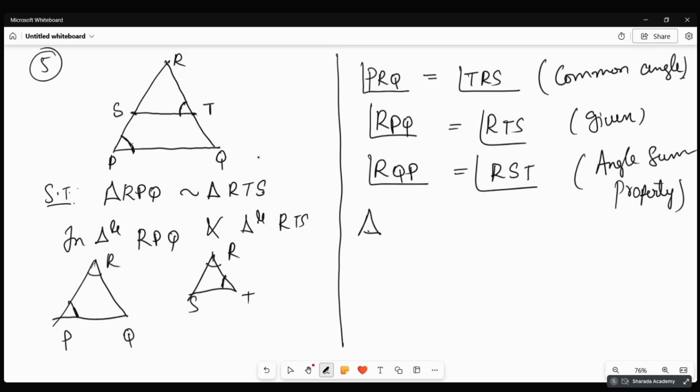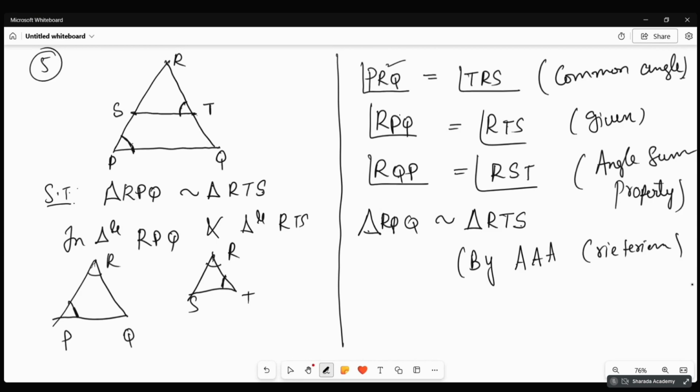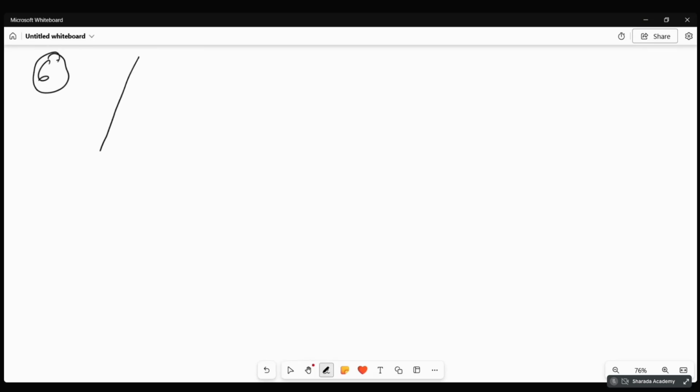So in the triangles, angle R is equal in both, right? So I'll write R and R. Then P is equal to T, so here P and this is T. Q is equal to S. So Q and S, by AAA criterion. I prefer writing AAA criterion. If you write AAA, write only two angles. If you are writing AAA, write the third one as angle sum property. That's it. And the figure, what they have given in the figure here.